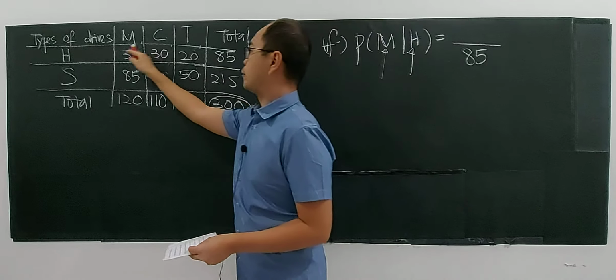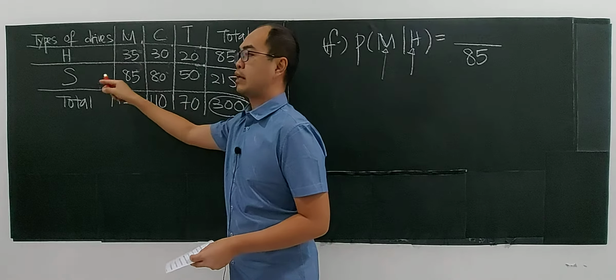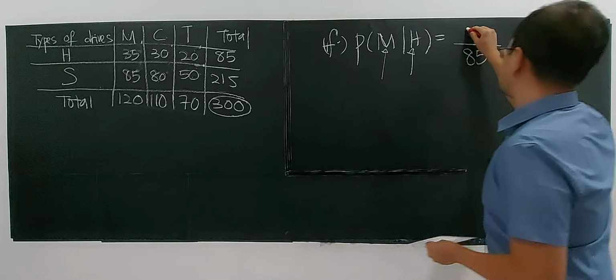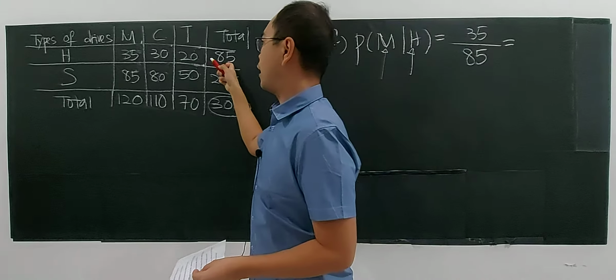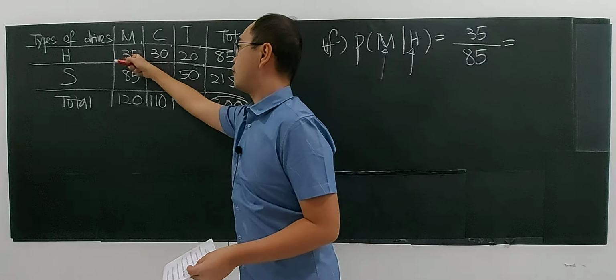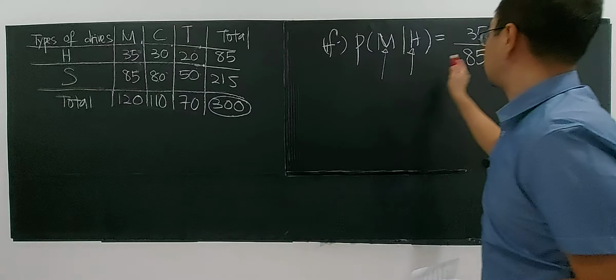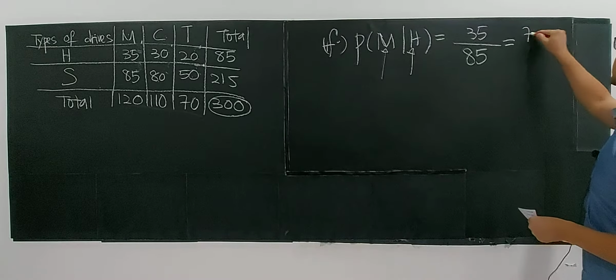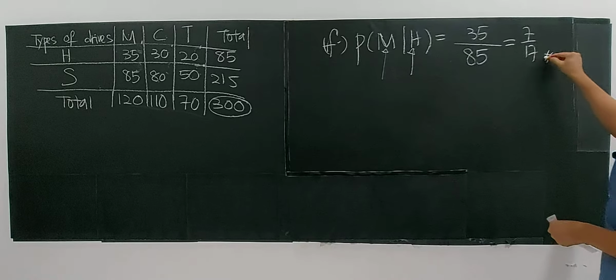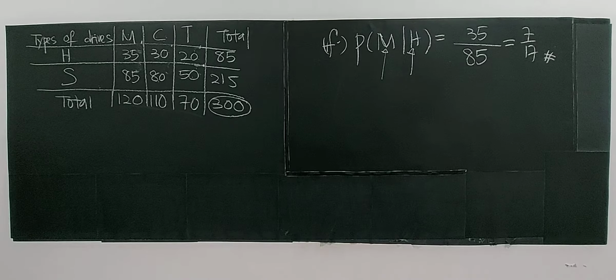Which one is from Malaysia? 35. So 35 over 85. That's the meaning: out of these 85 hard disk drives, 35 come from Malaysia. So 35 over 85, which is 7 over 17. This is how we answer the conditional probability.